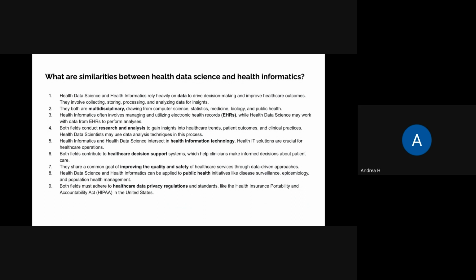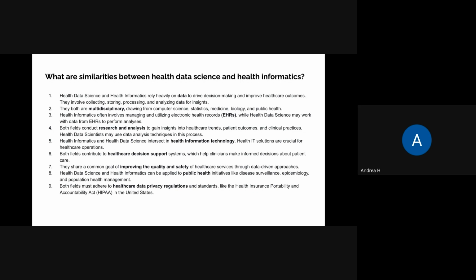Both fields use research analysis to gain insights for healthcare trends, patient outcomes, and clinical practices. Healthcare data scientists may use data analysis techniques in this process. Health informatics and health data science intersect with health information technology. Health IT solutions are crucial for healthcare operations. Both fields use healthcare decision support systems or clinical decision support systems, which help clinicians make informed decisions. But it doesn't have to be just clinicians.